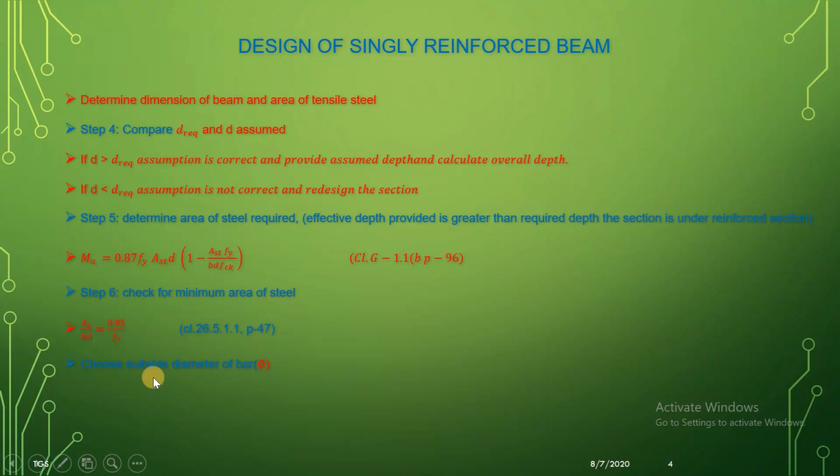Then choose a suitable diameter of the bar phi. Then find the area of one bar, A phi, is equal to pi into phi square by 4. And find the number of bars required, that is Ast divided by A phi.